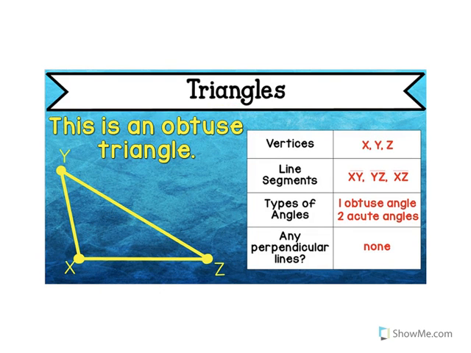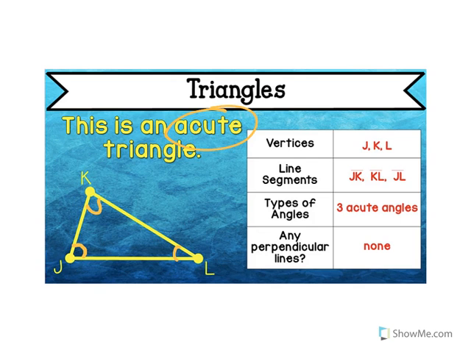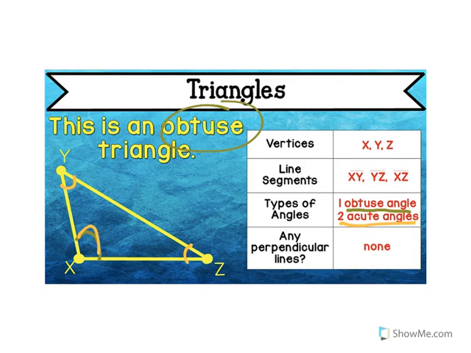The last one we're going to talk about is an obtuse triangle. If you see that there is an obtuse angle, immediately your brain should think this is an obtuse triangle. Obtuse triangles have one obtuse angle, and then they have two acute angles. Those are going to be our main identifiers. So, like before, if you see a right angle, it's automatically a right triangle. If you see three acute angles, it's automatically an acute triangle. And if you see an obtuse angle, it's automatically an obtuse triangle.